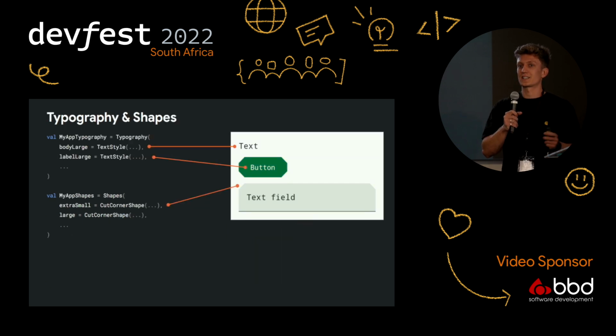Lastly, this is how you set up typography and shapes. These are also things that you pass to the material theme. In my case, I've overridden certain text styles like body large, label large, and then extra small and large shapes. These apply to the components which also read from these values and change, let's say, their text label or their corners depending on what you've set here.